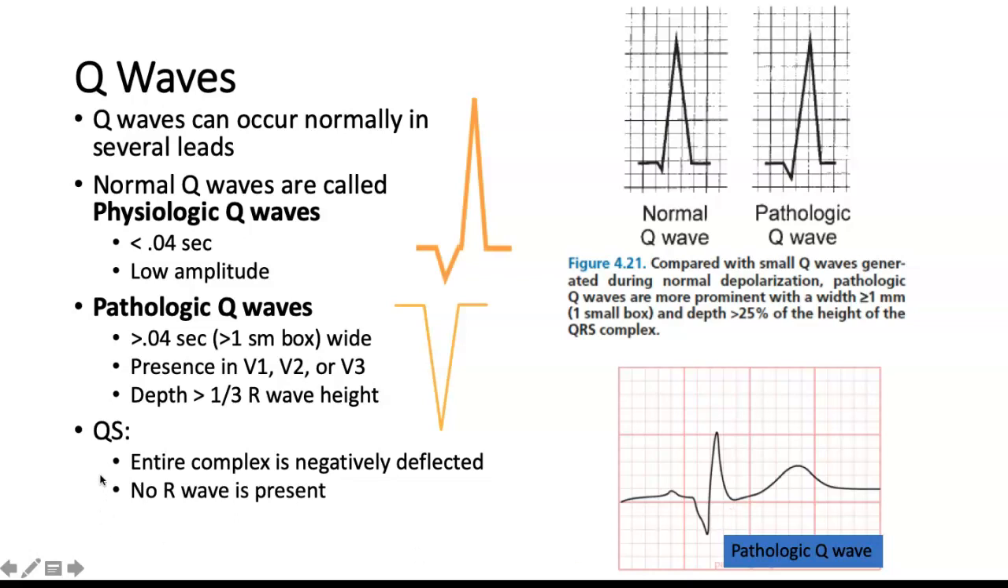A QS complex shows that the entire complex is negatively deflected. Here's an example of that. So Q waves are the first downward deflection from the isoelectric line, and here's the S wave. There's no R wave present. So this is a QS complex.